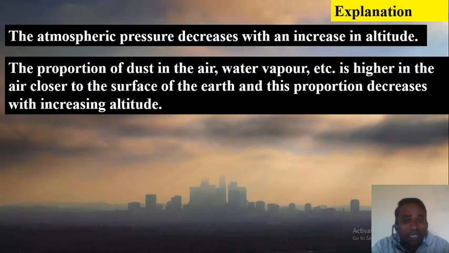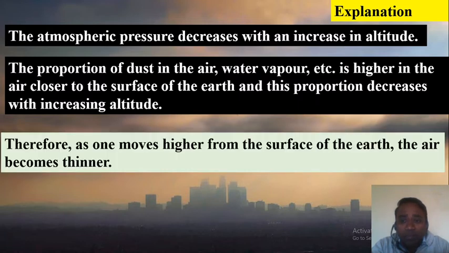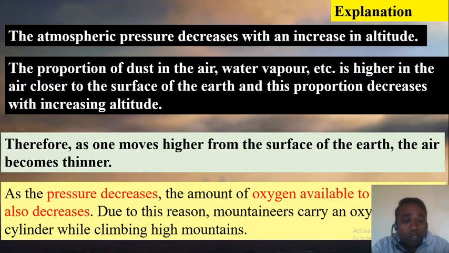The proportion of dust and water vapor in air is higher closer to the surface of Earth, and this proportion decreases when we move up to high mountains. Therefore, as one moves higher from the surface of Earth, the air becomes thinner. So the oxygen that we breathe also decreases high on the mountains, and that's why we need an oxygen cylinder when we climb up mountains.